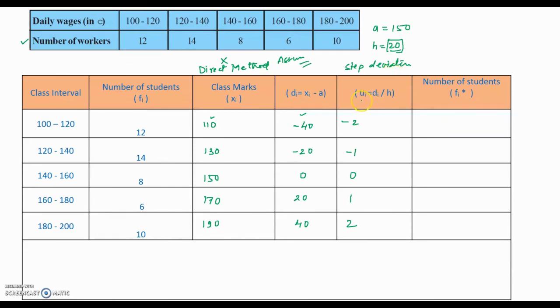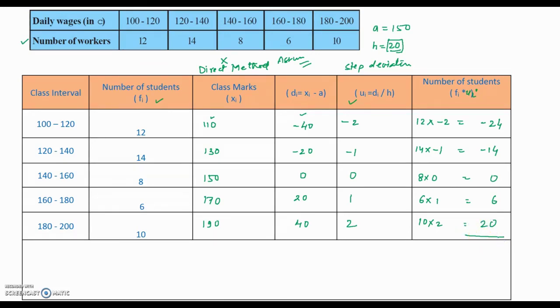Now what you have to do is a product of fi and ui, now that you have decided to use ui here. So we'll do fi multiplied by ui. Let us see the first product. 12 multiplied by minus 2. Let me write that for you. This will be minus 24. 14 multiplied by minus 1, minus 14. 8 multiplied by 0 will be 0. Similarly 6 multiplied by 1 will be 6, and 10 multiplied by 2 will be 20.